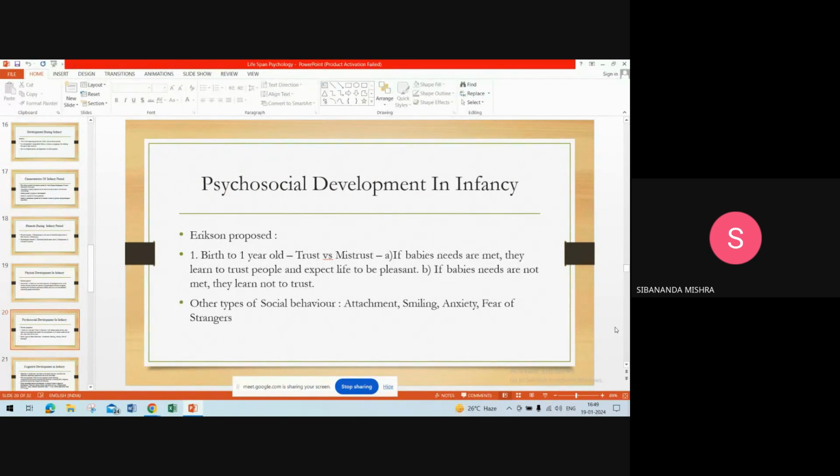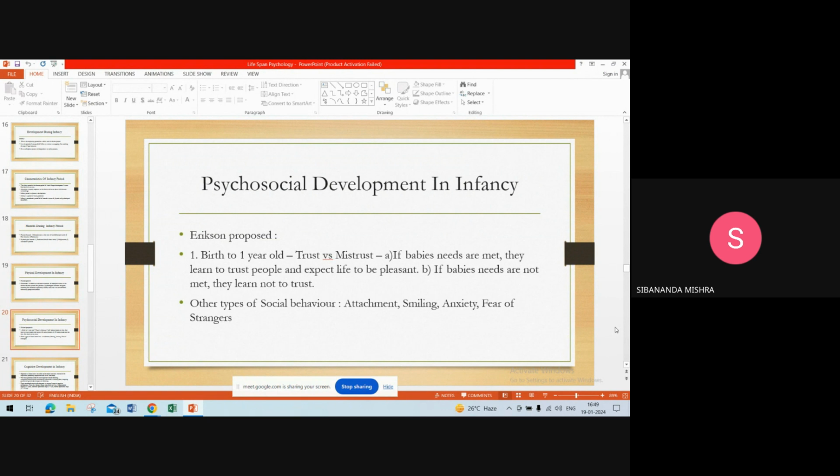Second is smiling. Smiling is the means of communication for infants in early years. An early smile of the infant is the facial exercise of the muscles also. It is one type of exercise for a child, a baby.